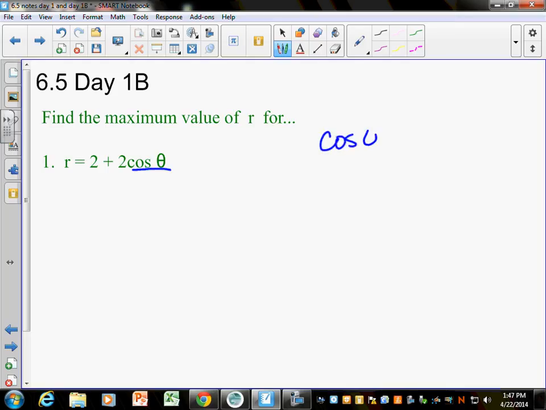We know that cosine is stuck between, it has to be smaller than or equal to 1, and what's the smallest it can ever be? -1. And it just goes in between that, right? The same thing with sine. Sine is the same way. So you can figure out what the maximum or even the minimum value of your graph is before you even start to graph it by just thinking the biggest that this can ever be is 1. So do you agree that the biggest that r could ever be would be 2 plus 2 times 1, which happens to be 4?